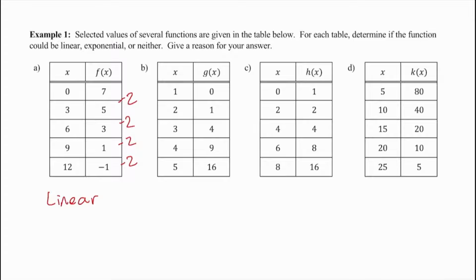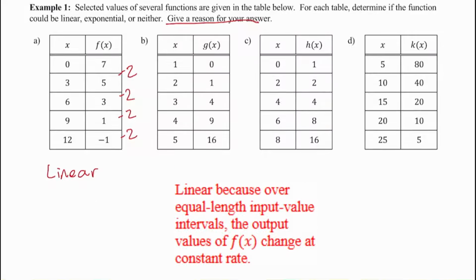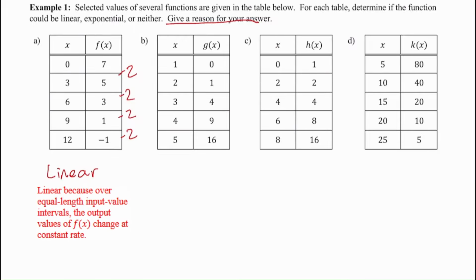With these kinds of questions, you give your reason for your answer. So we would write a sentence or two, saying how over equal length input value intervals, which are the intervals of the x value, the output values of this function, f of x, change at a constant rate, which is why it's linear. If it's exponential, we would say it changes proportionally. If it's neither, then we would say it does not change at a constant rate, nor does it change proportionally. I'm just not going to write that out, so let's move on to the next one.